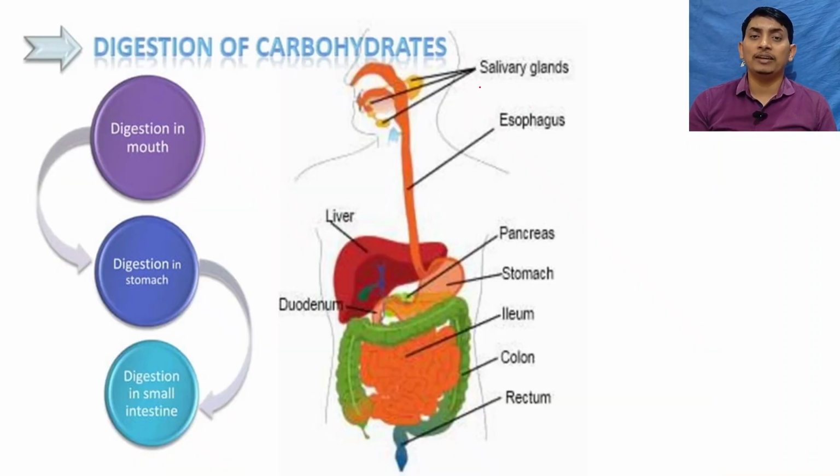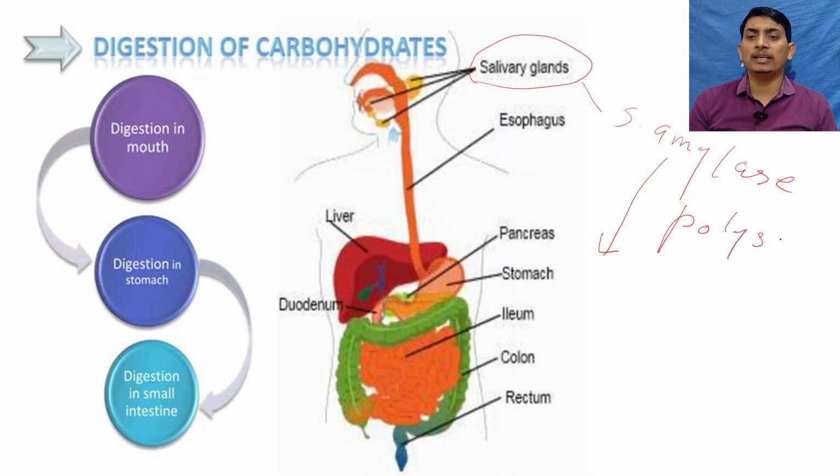So we have a salivary gland. As you know, the salivary gland can secrete saliva. Okay, saliva consists of salivary amylase. So this amylase is helping for digestion of polysaccharides. These polysaccharides are not digested completely. Only 5% digestion takes place. Some carbohydrates are converted into disaccharide.